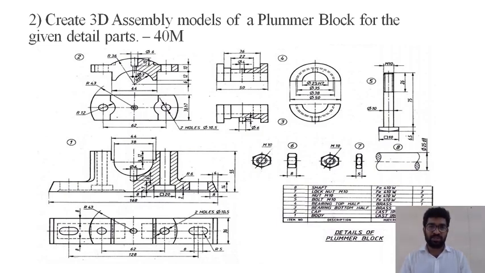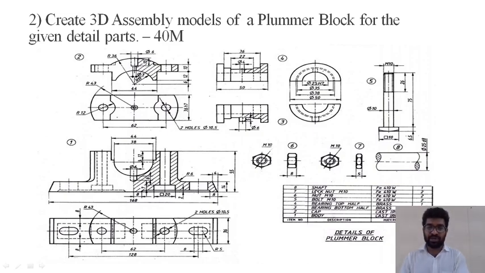So this is the detailed parts of plumber block, in which we have 8 number of parts. So the first part is called as body, second is cap, third is bearing bottom half, fourth is bearing top half, fifth is bolt M10, sixth is nut M10, seventh lock nut M10, eighth is shaft.